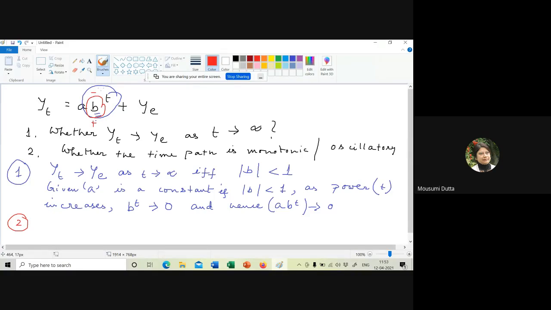It will not be like above and below. So you will not get this kind of cyclical movement if B is positive, and you will get cyclical kind of movement when B is negative. So B has a second role.